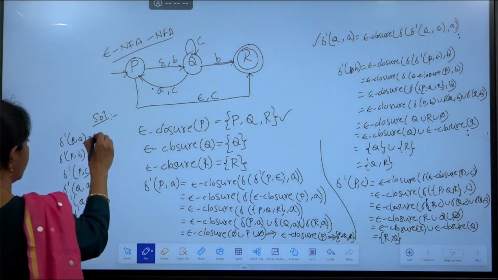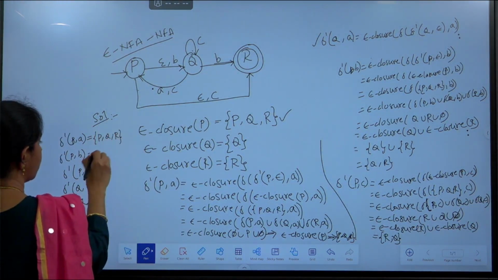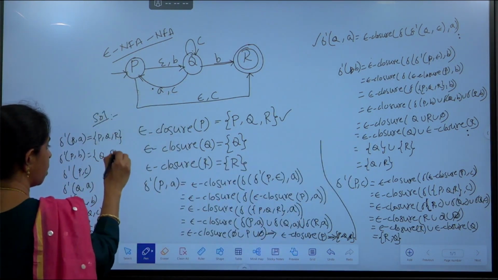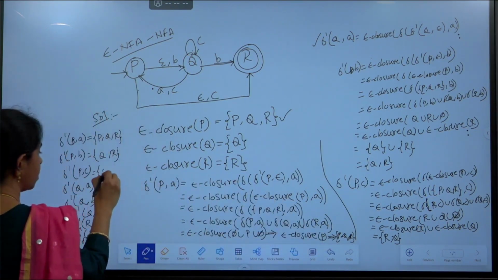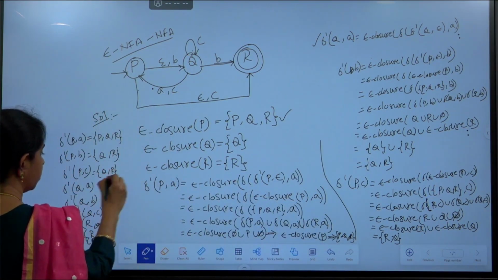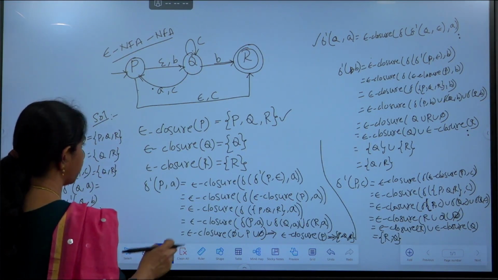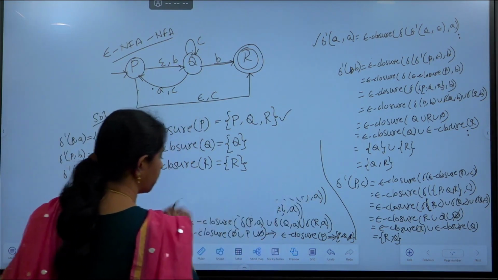First we will go with P comma A. We have obtained the result as P comma Q comma R. P comma B, we have obtained the result Q comma R. For P comma C, same, that is Q comma R. So next we have to apply for delta dash of Q comma A. So we will write for Q comma A.